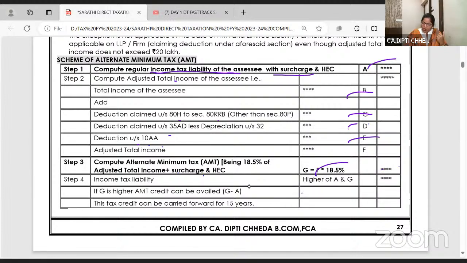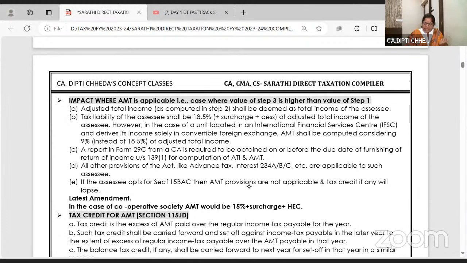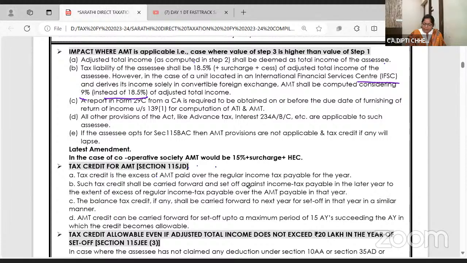18.5% tax. Now, your normal tax or AMT, plus surcharge and health and education cess, whichever is higher, you have to pay. If normal tax is high, pay that. But if normal tax is low because you have claimed section 10AA, because you have claimed 35AD, and your AMT is high, you have to pay the AMT. Is this concept clear to all of you? AMT is applicable in cases where the value of step 3 is higher than step 1. In case of IFSC, the 18.5% becomes 9%. Okay? Now, in case of a cooperative society, AMT would be 15%. From this year, for cooperative societies, the AMT rate is 15%.